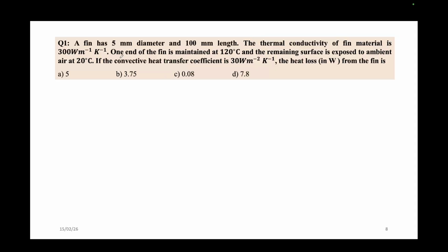Okay, so you are thinking that the one end of the fin is maintained at 120 degrees centigrade and the remaining surface is exposed to the ambient air. So basically, the meaning of the sentence is a little bit wrong. Actually, it is talking about the base end. This should be base end. Now you got it.